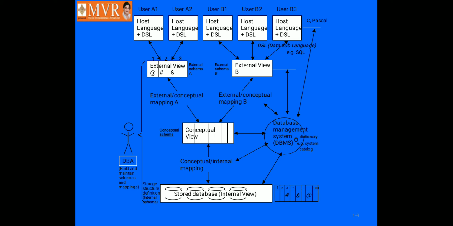So, the main important part of the database is the three views: the external view, conceptual view and internal view. In between these, the database is applied or implemented to share information from user level to system level. That's why the DBMS is the interface between the system and the user.